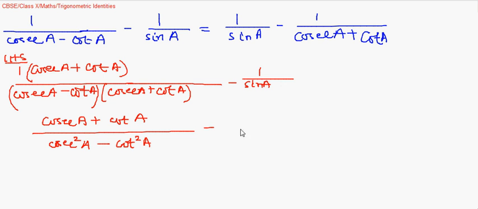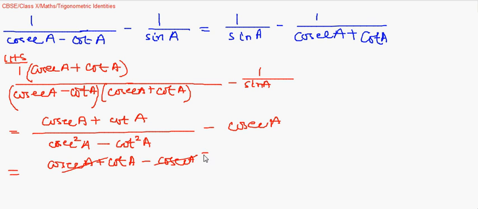Now what about 1 by sine A? 1 by sine A should be represented now as cosec A, just to give the similarity in all the terms. So cosec square A minus cot square A is 1. So we are getting cosec A plus cot A minus cosec A again. Thereby it is erasing these two, and I'm getting cot A for the LHS.